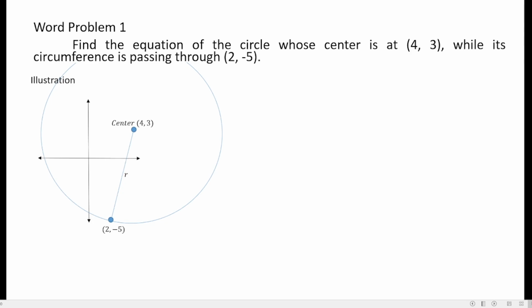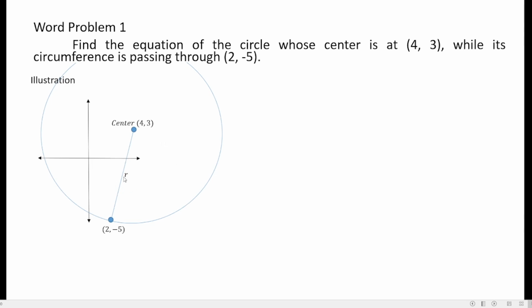Actually, if you are already experienced in solving word problems, you can just skip the illustration. You can just imagine that if this is the center and this is a point on the circumference, then the distance between them must be the radius. But if you think this is quite hard, you may consider trying to illustrate first, see the picture, plan, and then solve.